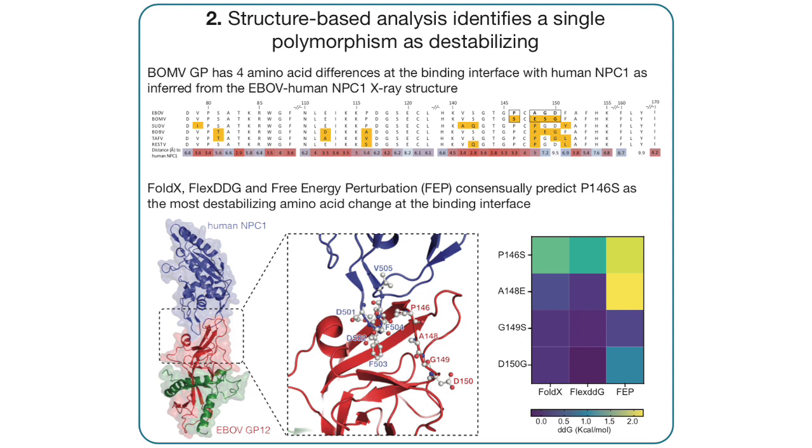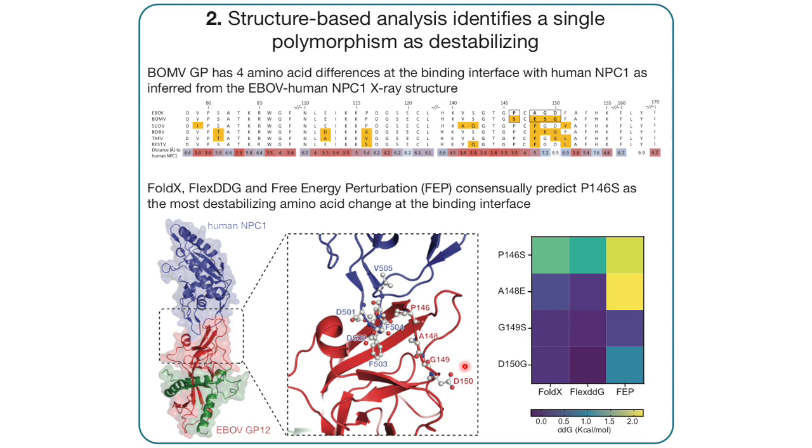We use the X-ray structure of the interaction between Zaire Ebola virus glycoprotein bound to human NPC1 to infer interfacial residues in the Bombali glycoprotein whose identity differ. We identify 4 residues at the interface located at positions 146 and positions 148 to 150. Following this, we mutated each of these positions in the X-ray structure to assess the energetic contributions of each of these mutations upon binding complex formation.